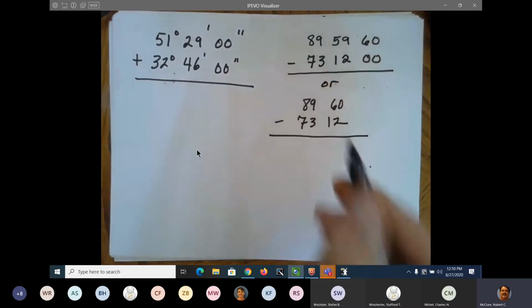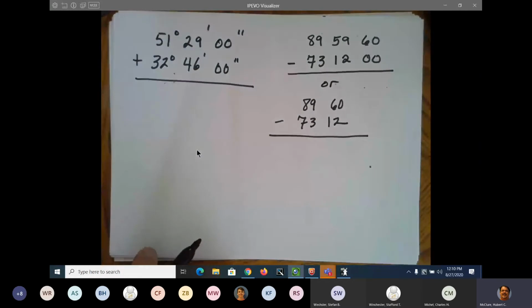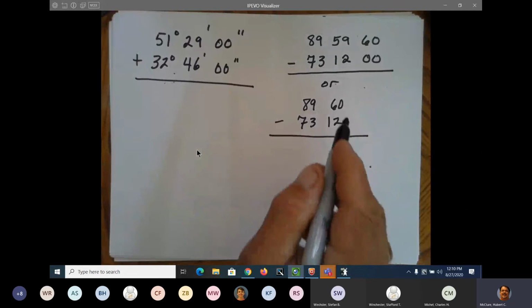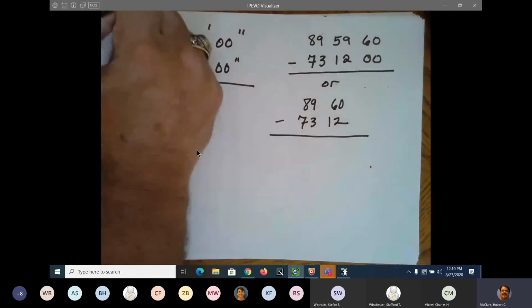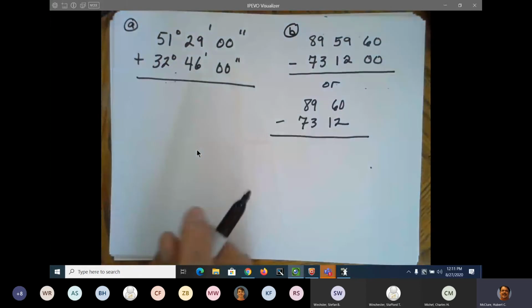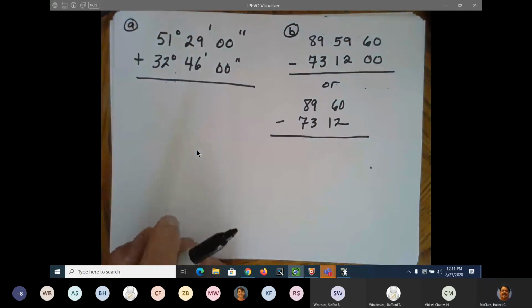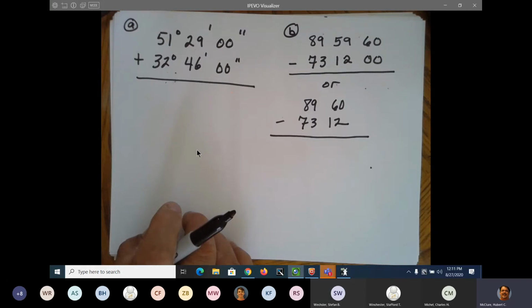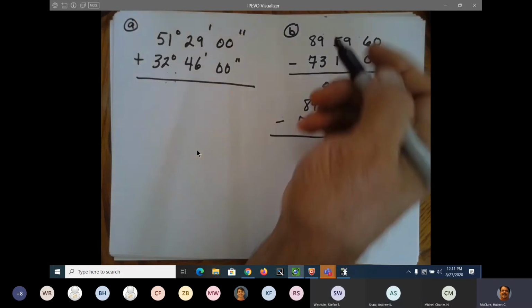Either way. Now somebody tell me what I just did with the one on the right. This is A and this is B. What did I do with the one on the right? Because the book says 90 degrees. Okay, silence tells me that you don't know. Anybody want to take a stab at it? You took the 60 seconds and made it into a minute? Yeah. I borrowed, yes.